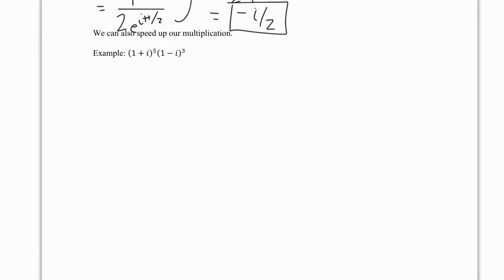And so we can speed up our multiplication. You would never want to do a question like this by hand: (1 + i)^5 and (1 - i)^3. You'd have to FOIL this out and expand it all. It looks absolutely horrible, but it's going to be not too bad using exponent rules and our exponential form.